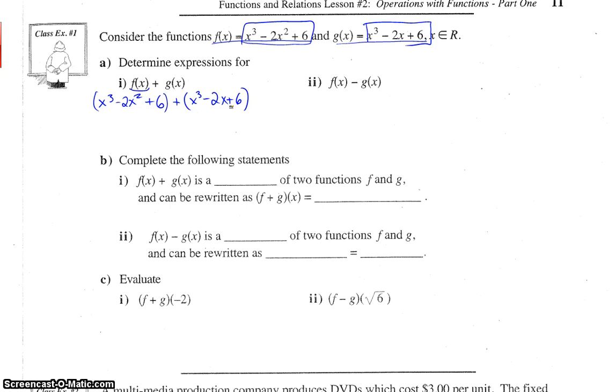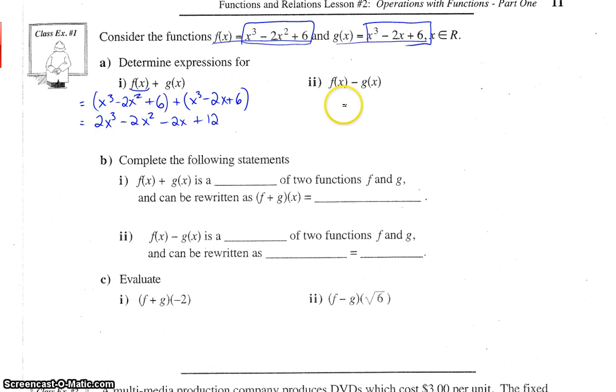All right, now that we have that, we want to collect like terms and simplify this. So x cubed and x cubed, add those together, we get 2x cubed. Then negative 2x squared. Oh, this other term here is not an x squared term, so there are no like terms with that. So we'd have negative 2x squared, then minus 2x, because there's no like terms with that, and then 6 plus 6 will be 12. And that's our expression for f of x plus g of x.